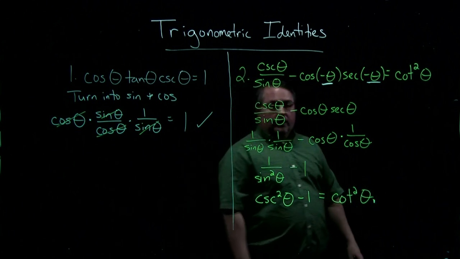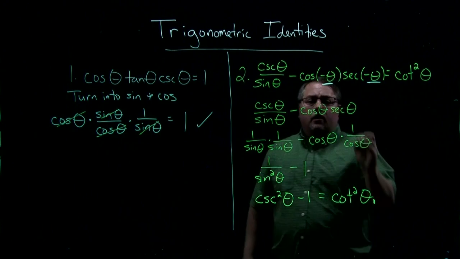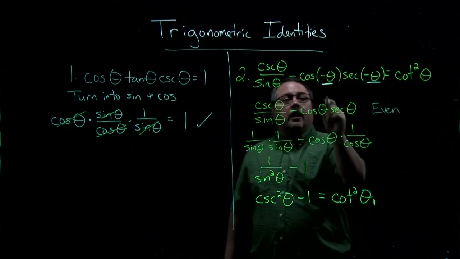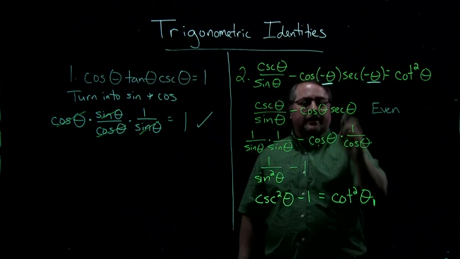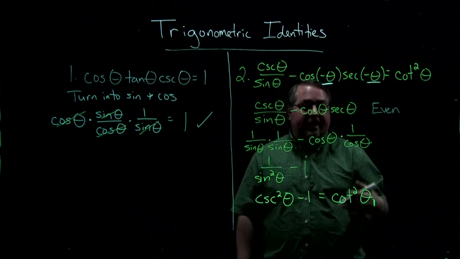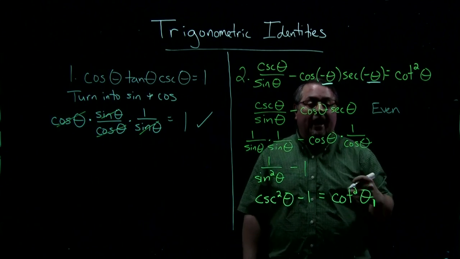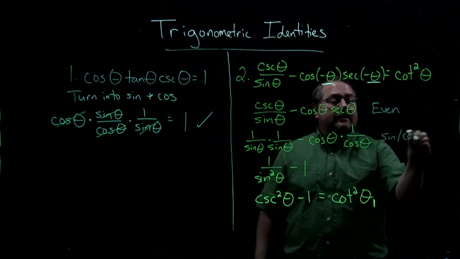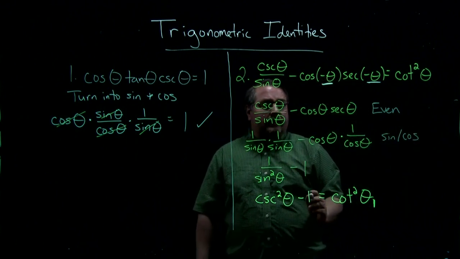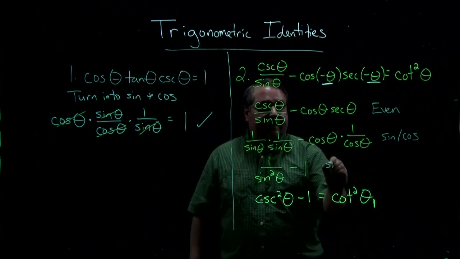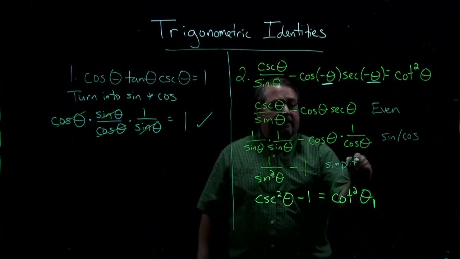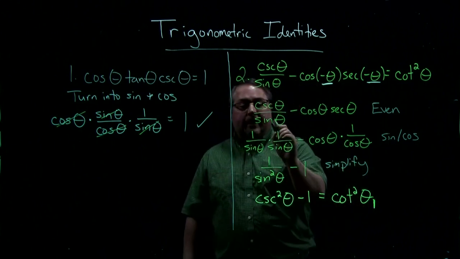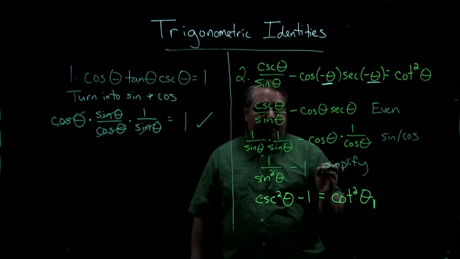All right, so to review, what we did first was use the even property of cosine and secant to get rid of the minus thetas. That's always a good place to start when you have a negative x or a negative theta or a negative whatever our angle is. We wrote everything in terms of sine and cosine next. And then we just simplified here. Cosine over cosine is 1. 1 over sine times 1 over sine is 1 over sine squared.